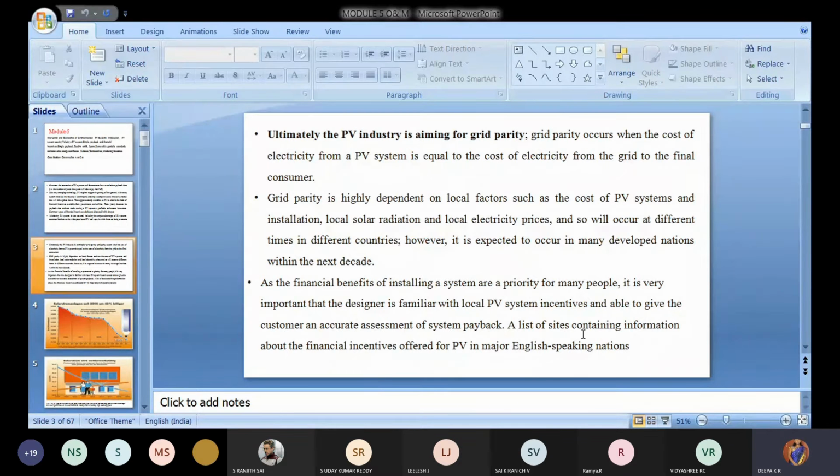A list of sites containing information about the financial incentives offered for PV in major English-speaking nations. This book was written almost 15 years back. In those days, most of the developing countries did not have renewable sources like solar and wind energy. So in the beginning, the priority was given to, let us assume, some small businessmen.